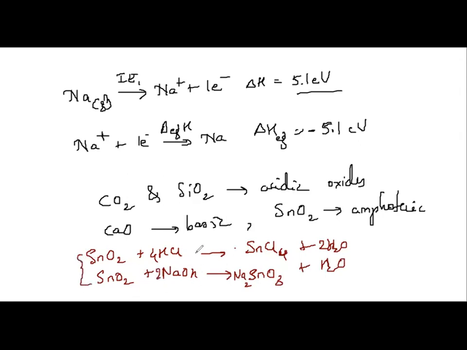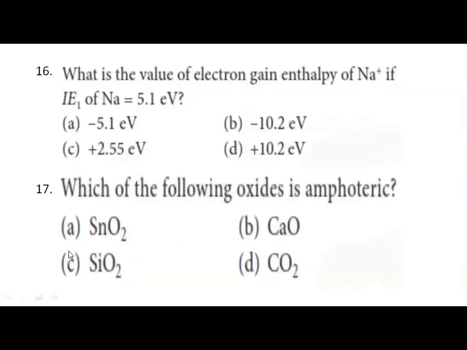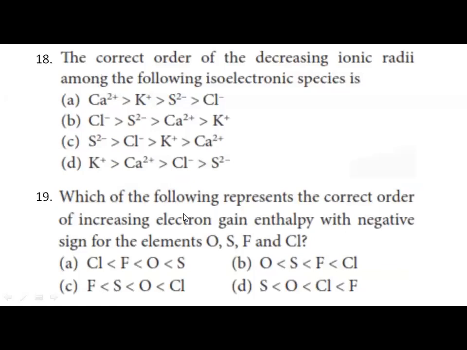So such oxides which react both with acids and bases to form salt and water are said to be amphoteric oxides. And the oxides which neither react with acids nor bases, they are said to be neutral oxides. So here which is amphoteric? It is SnO2. It is amphoteric in nature.